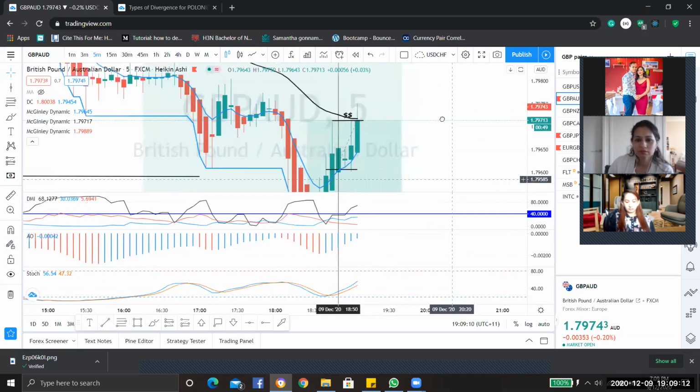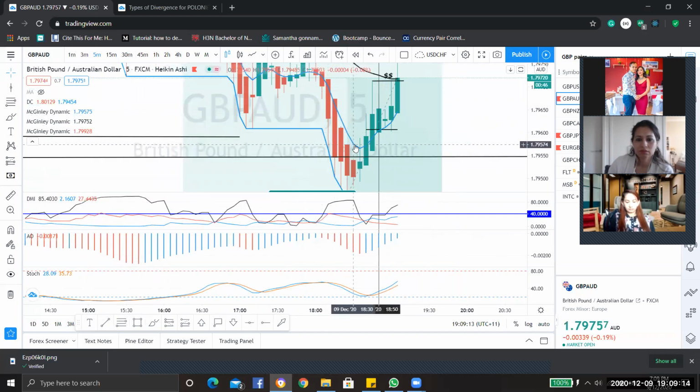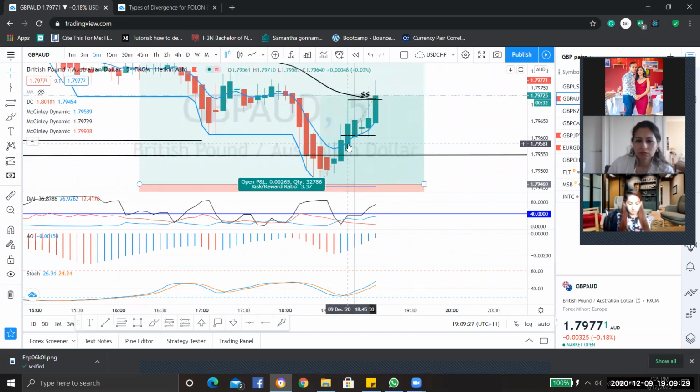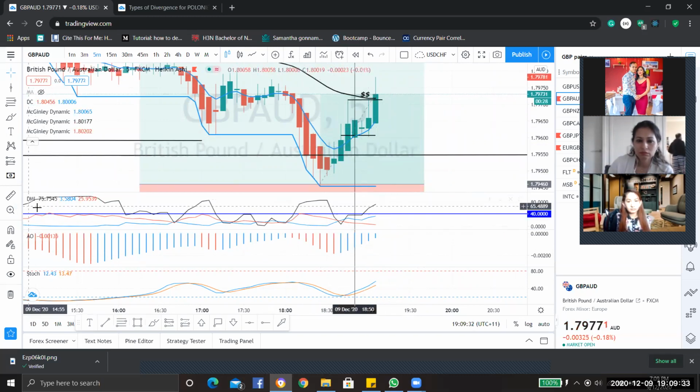Okay, you know what? This blue is the McGinley Dynamic 4. The candle should close above this McGinley 4. Along with that, your DMI, the black line, which is the control line, should be above 40, and the blue should be above red. Awesome oscillator.